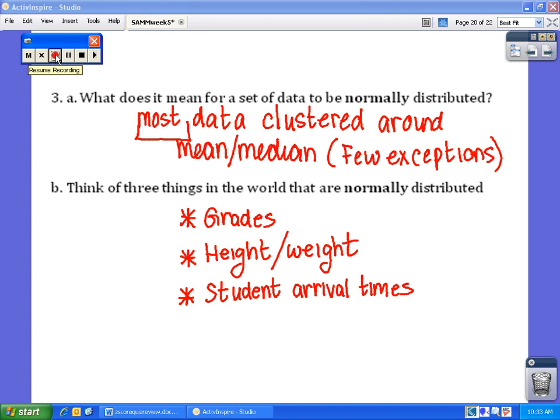What does it mean for a set of data to be normally distributed? It means that most of the data are clustered around the mean and the median. There are a few exceptions, but most of the data is around the mean or median.